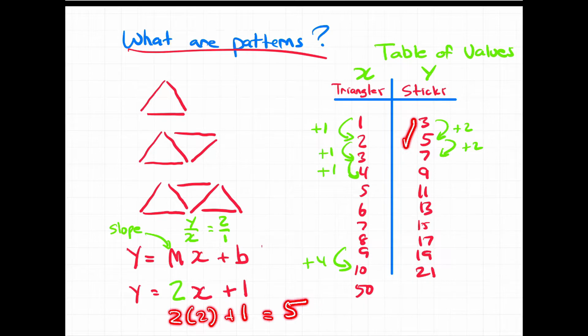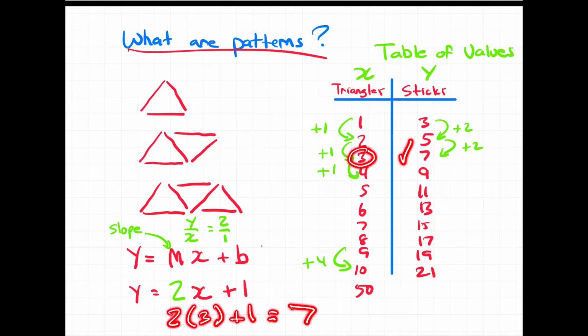But let's try it one more time. Let's look at this value of x that is 3 in this case. So it's 2 times x, which is now 3, plus 1. What does that equal? Well, 2 times 3 is 6, plus 1 is 7, and we have a 7 there, so we know that we are correct.